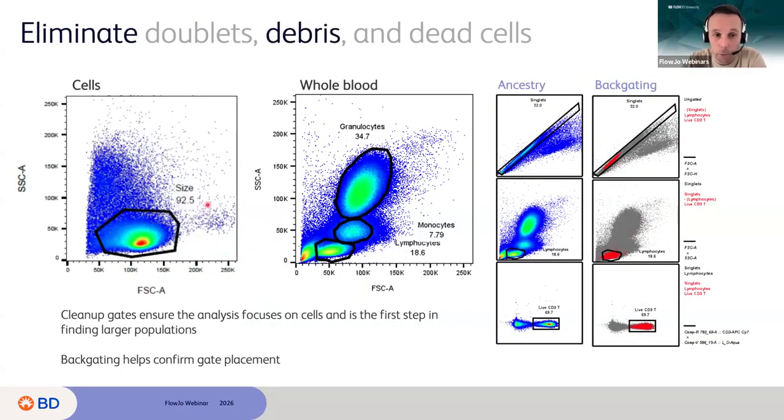All right, so now let's remove the debris. That's just your forward scatter, side scatter gate. Just make sure that you put your cleanup gate around your population of interest. So if you're on a cell line, just put it around your denser population. That's usually where your cell population is. If you have a heterogeneous population like whole blood in this example, you're just going to select your lymphocyte, monocyte, granulocyte based on your experiment.